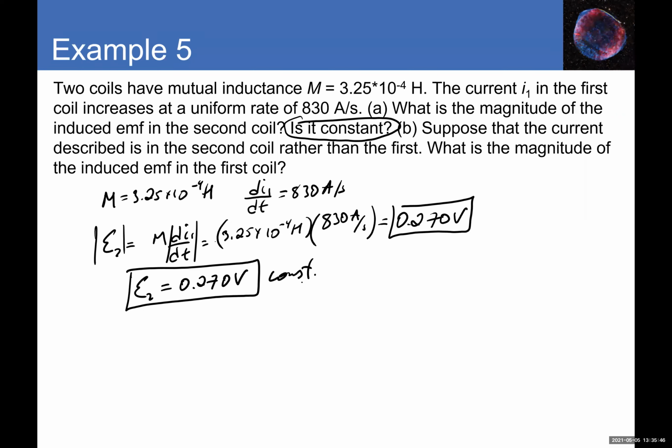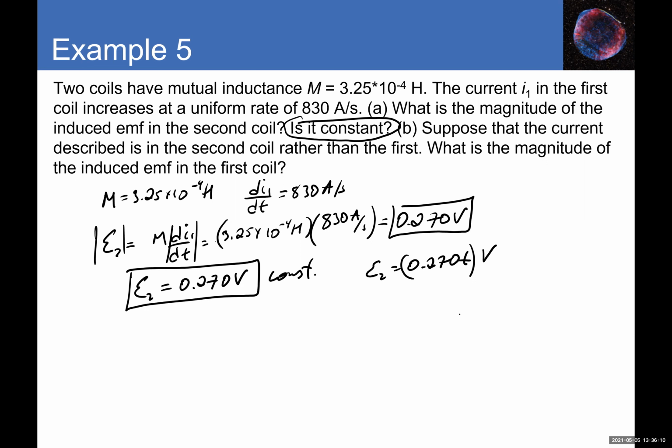Now, how do we know there's a time dependence? Well, it would be time dependent if, let's say, the value was EMF2 equals 0.270 t volts. That means you can see, in this case, when t equals 0, EMF2 is 0. When t equals 1, then it's 0.270 volts. When it equals 2, then double that, and so on and so forth.